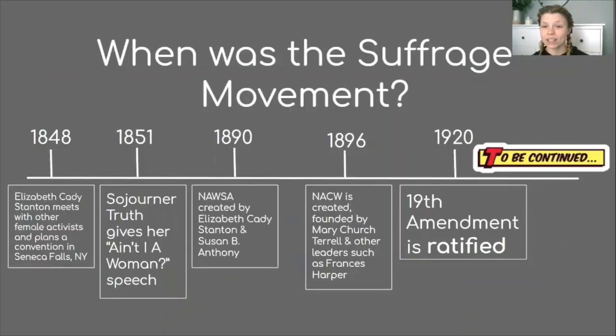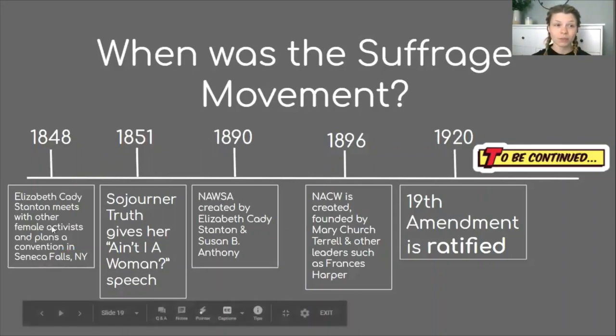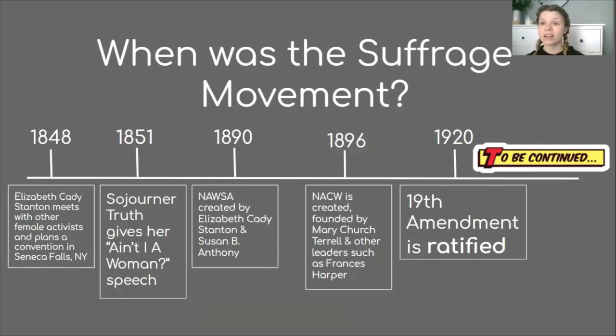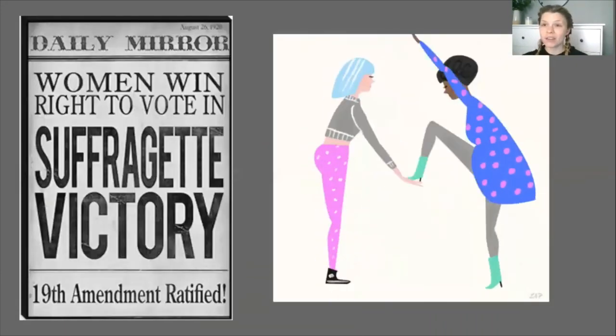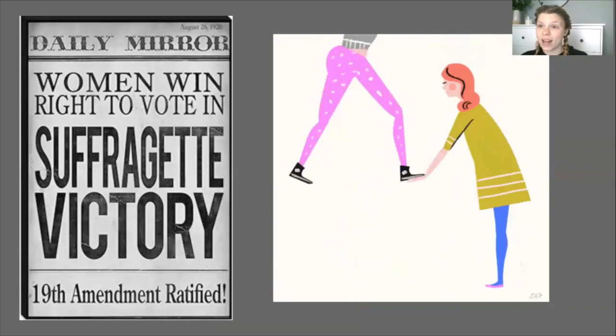In 1920 is when the 19th Amendment is ratified. So from 1848 to 1920 is how long it takes from those first couple of meetings in Seneca Falls to get the 19th Amendment passed. And the thing is that many of the early leaders weren't even alive when it happened.